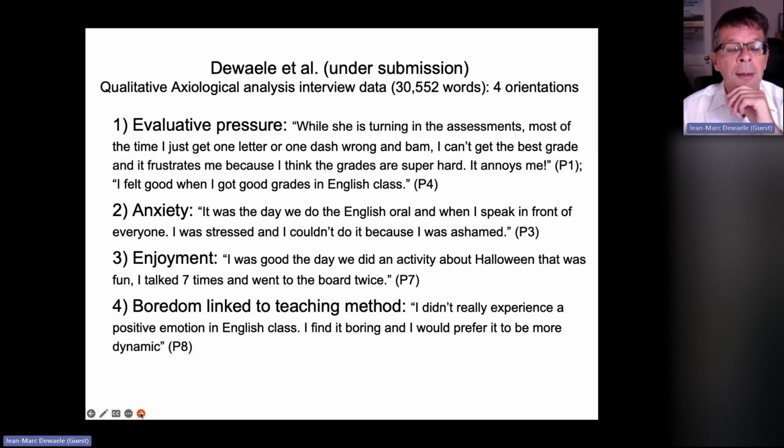The second orientation was anxiety, so being stressed out, having to speak English in front of everybody because they couldn't do it and they experienced shame. Then participant seven described the third dimension of enjoyment. "It was good today. We did an activity about Halloween. That was fun. I talked seven times and I went to the board twice." So this is cute. It's clearly somebody who had enjoyed the class.